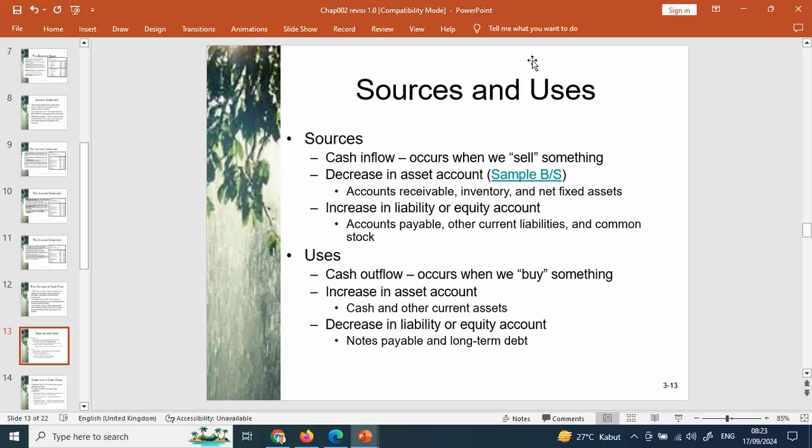Okay, so sources, cash inflow. Uses, cash outflow. Yeah, so when the money increases, the source will increase.